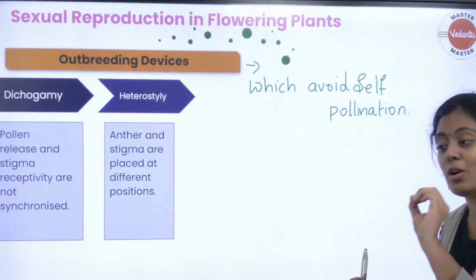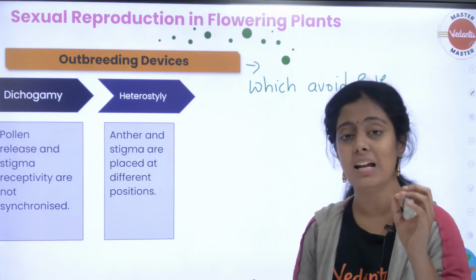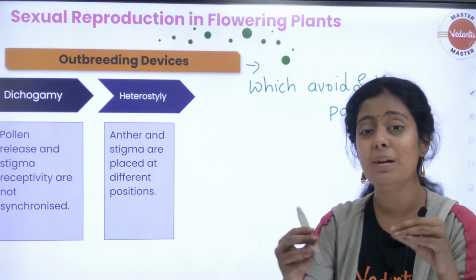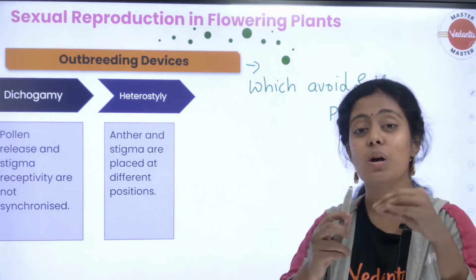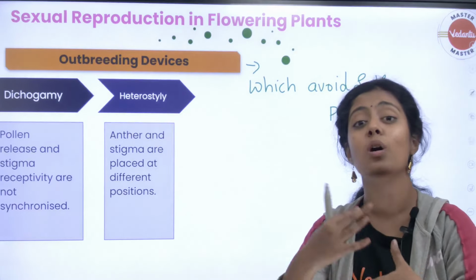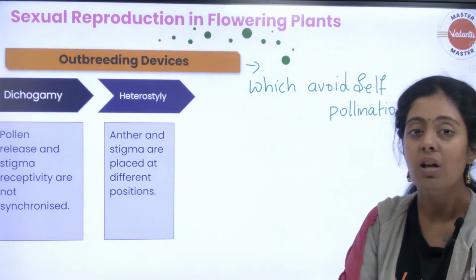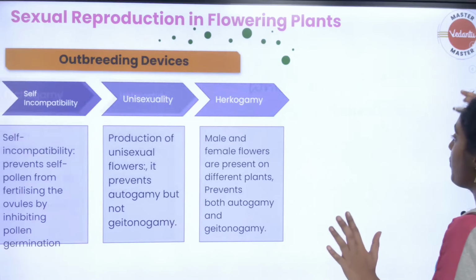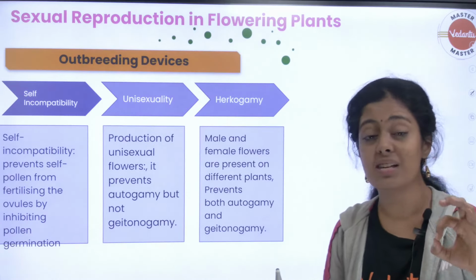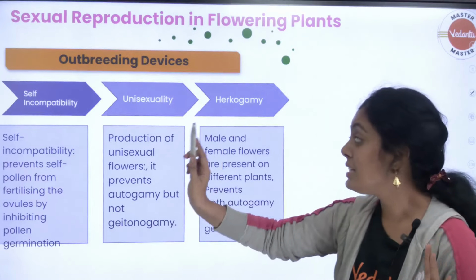Next, you have heterostyly. What is heterostyly? The anther and the stigma will be at different positions. That position will not allow self-pollination, so it is going to avoid self-pollination here also. Next, this is very interesting.